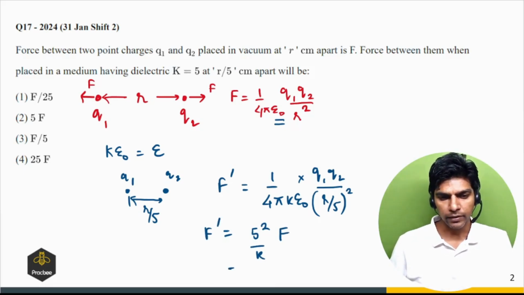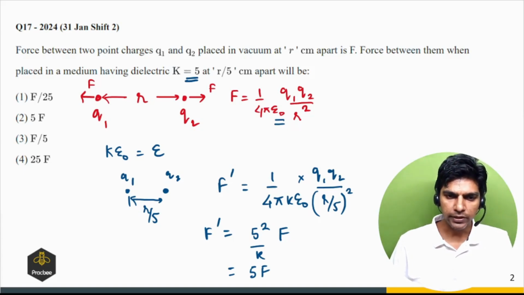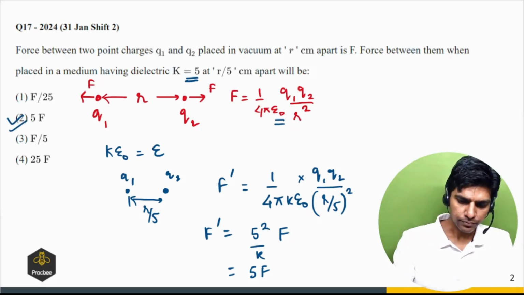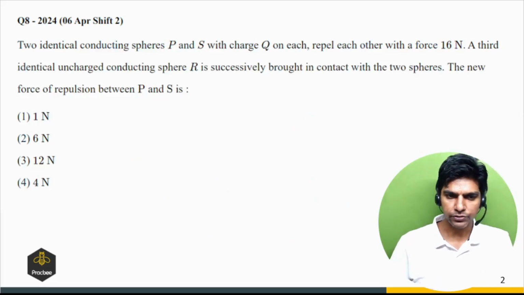Got it? And what is K? K is given as 5. So this will be 5 times F. So the new force experienced by the 2 charges will be 5 times the original force. So the right answer would be option 2. Let us see another illustration.